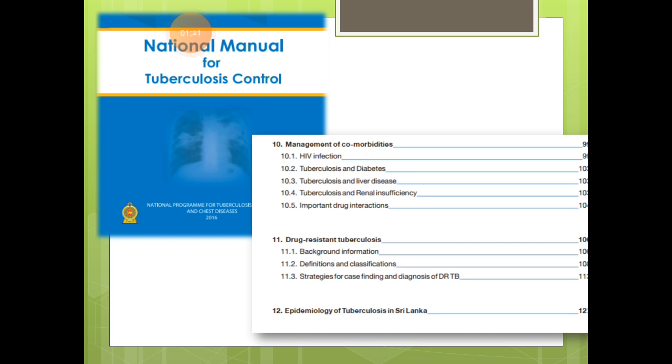It's also called the National Manual for Tuberculosis Control. This is a very informative guideline. Altogether it has 22 chapters, but for the selection exam for DTCD, I think the first 12 chapters are the more important ones. Here I have included a picture, and it contains up to the 12th chapter, the epidemiology of TB in Sri Lanka. So up to this chapter, I think you should study for the selection exam.